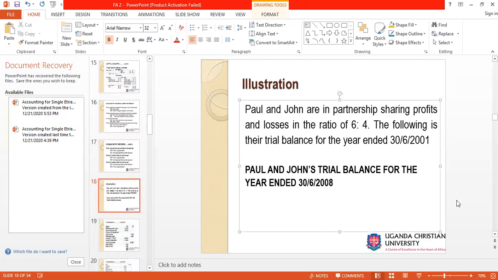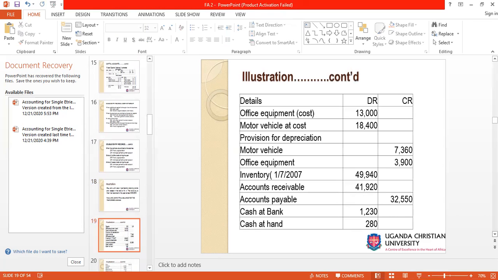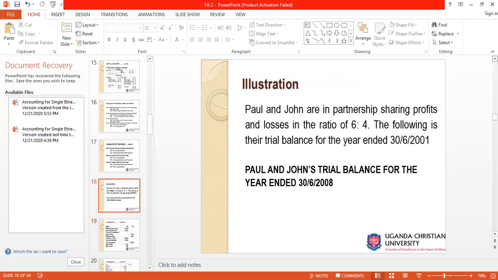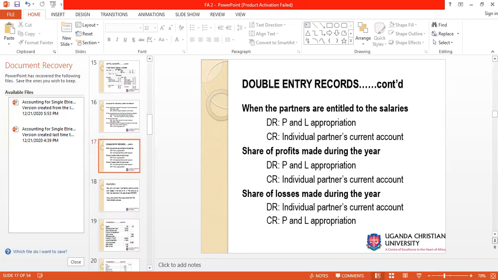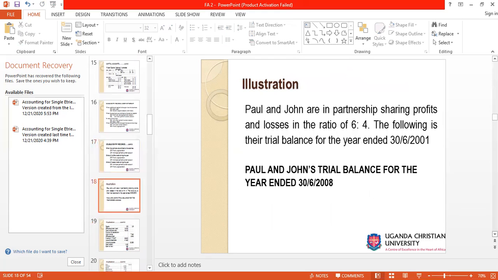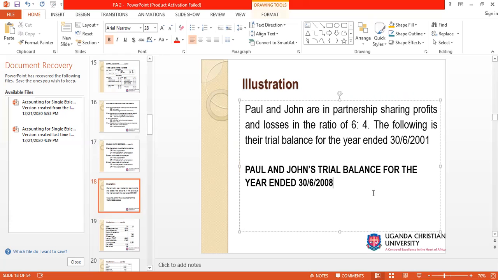We have a good example here. Paul and John are in partnership sharing profits and losses in the ratio of 6:4. The following is their trial balance for the year ended 30th June 2008. So we have Paul and John, they are partners in the business, and they have their trial balance drawn at the end of the year, 30th June 2008.